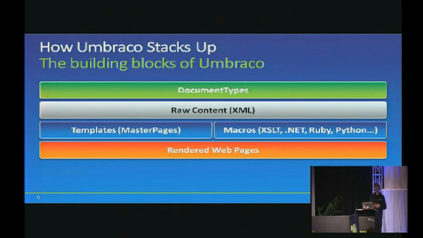Using those document types through the editing interface, we create our content, which essentially produces raw XML that resides in the database. When you publish, it gets cached to disk, and that XML file is also cached into memory for speed reasons. Then, using the templates and macros, so master pages and either .NET user controls or XSLT macros, we transform that content and we end up with our rendered website. And that's really all I want to talk about on the foundations.